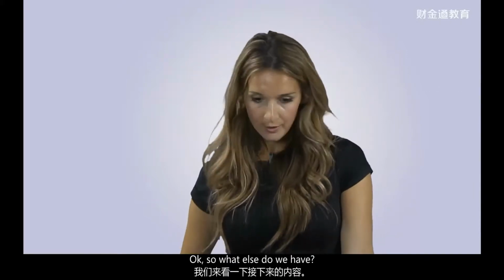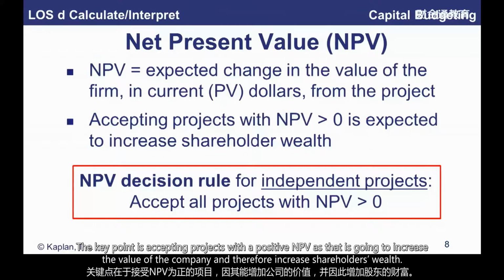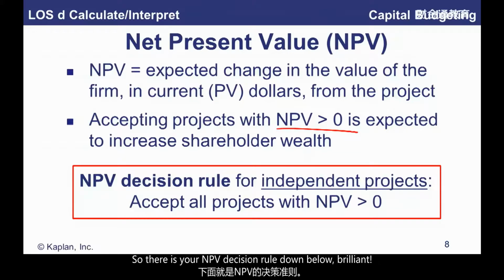Okay, so what else do we have? Right, we've got a definition here. Net present value is the expected change in the value of the firm in current present value dollars from the project. Key point is accept projects with a positive NPV, as that is going to increase the value of the company and therefore increase your shareholder wealth. So there's your NPV decision rule down below.